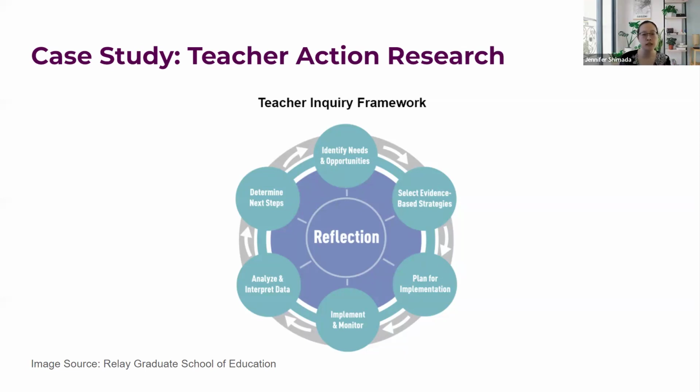So our goal is to teach them a systematic approach to reflecting on their own practice that they can do on a consistent basis throughout their career, and not to have them be formal educational researchers. So what they do is identify a need or opportunity within their school or classroom, select an evidence-based strategy to address that need or opportunity, implement the strategy, and then analyze and reflect on the data that they gather.